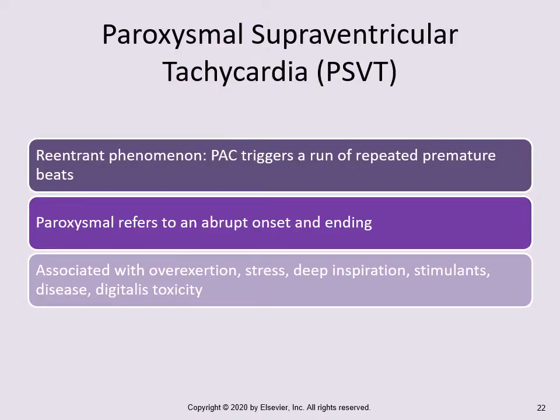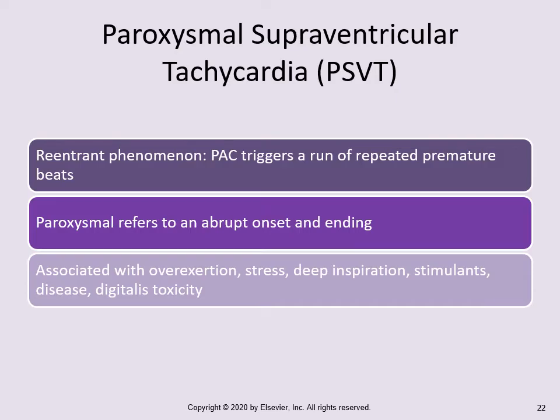The next rhythm we're going to talk about is paroxysmal supraventricular tachycardia, that is seen often intermittent with normal sinus rhythm, which is why it's called paroxysmal. You also have just plain supraventricular tachycardia, which is the same rhythm, but it's sustained. The onset for this is often abrupt and triggered by a PAC. It can be associated with stimulants, stress, sometimes deep inspiration, digitalis toxicity. It can even be triggered by things as simple as coffee or chocolate, anything with caffeine.